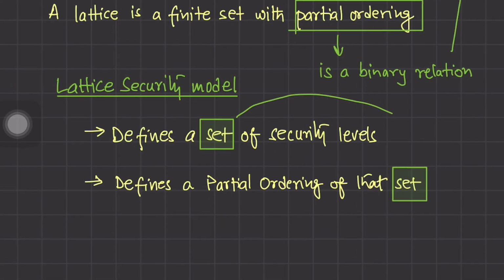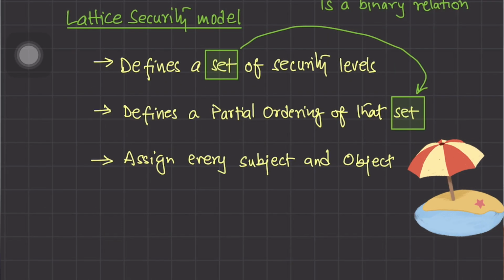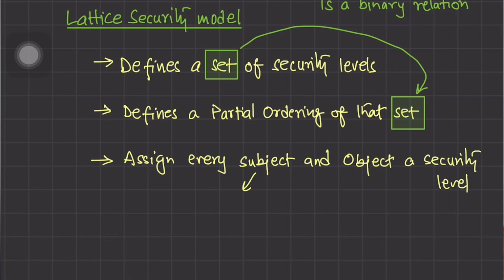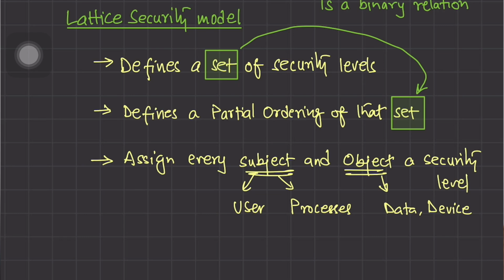The first step of lattice based security modeling is defining a set of security levels like confidential, top secret, secret, those kind of things. Then you define a relationship between these security levels, which is called defining a partial ordering of that set, right? What is the set? A set is the collection of security levels here. Now in a third step, what we do, we assign a security level for every subject and every object. So every subject, the subject could be a user or a process, and every object could be any data or any device or any end system which is being accessed. So every system is being assigned to a security level.